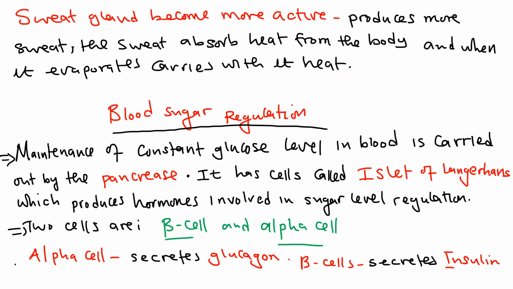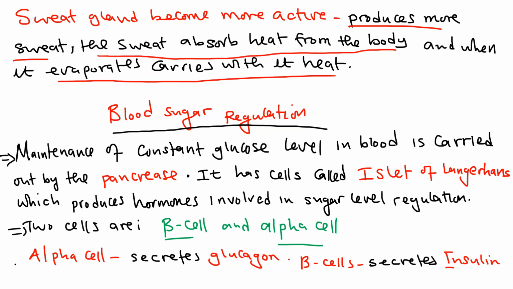All right, let us look at now the sweat gland. So this time around, the sweat gland becomes more active, and this promotes loss of heat. Now, how does it happen? When they become more active, they produce more sweat, the sweat absorbs the heat from the body, and when it evaporates, it carries with it heat. So when you sweat, and the sweat dries, I'm sure you experience that coolness, and it is because the heat has left your body, has been lost. So that is how this promotes the loss of heat.